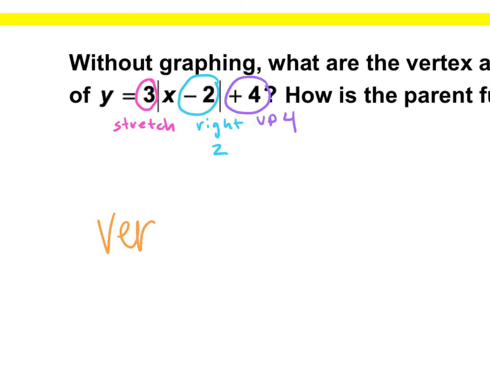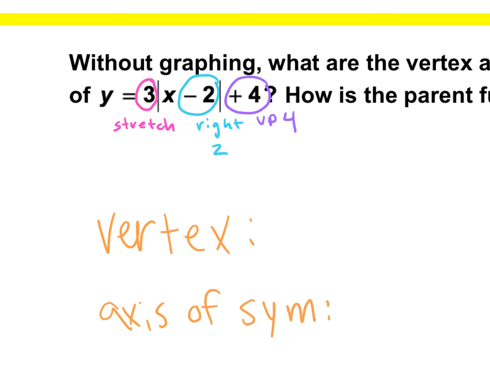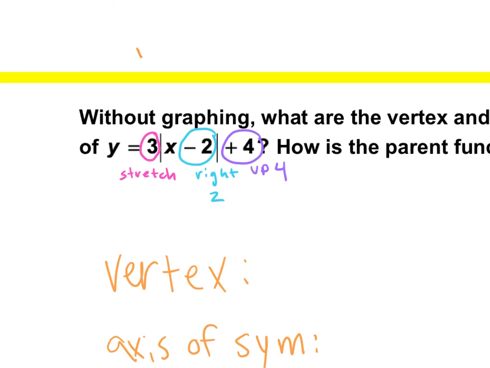Next thing I want to do is identify my vertex and the axis of symmetry. So my vertex comes from that h and k. So in my general form, I have y is equal to a times absolute value of x minus h, plus k. So what is in that h position? Negative 2, but remember you always have to change the sign of h. So what's your h? Positive 2. And then what's in that k position? 4. So my vertex is 2, 4.